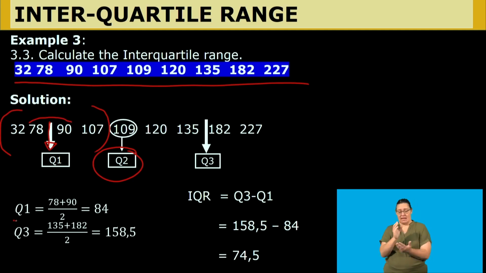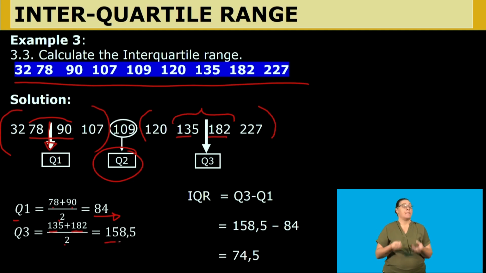So to get our Q1, we'll add these two values, 78 plus 19, and we'll divide it by 2 to give us 84. And then we do the same with quartile 3. We focus on the second half of the data, and then we've got two values in the middle. We've got 135 and 182. That is why we will take 135 plus 182 and divide by 2 to get 158.5. And this is our quartile 3.